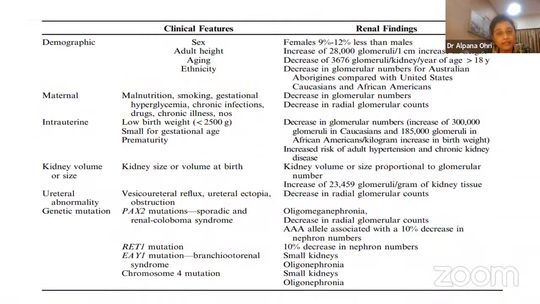Now, even more data is coming. Even maternal malnutrition, smoking, gestational hyperglycemia, chronic infections, illnesses, etc. in the mother have been implicated to play a role in the number of nephrons that a person has at birth. And even demographic factors are at play. We know that taller individuals have more nephrons than shorter ones. Females have about 10% fewer nephrons than males. And certain ethnic groups like the Australian Aboriginals and Japanese have fewer nephrons at birth than some other races.